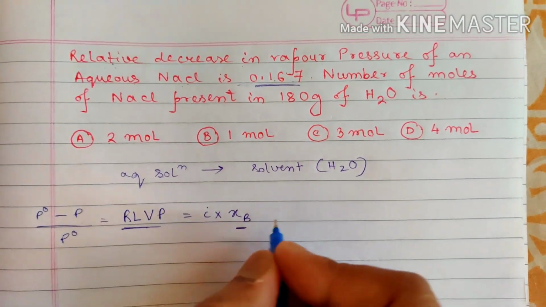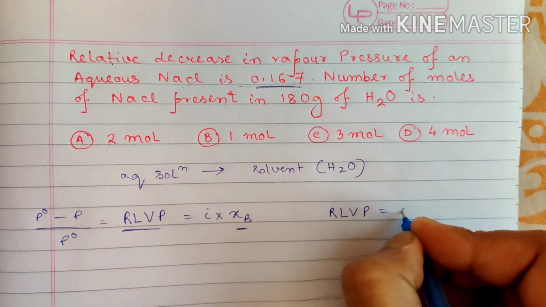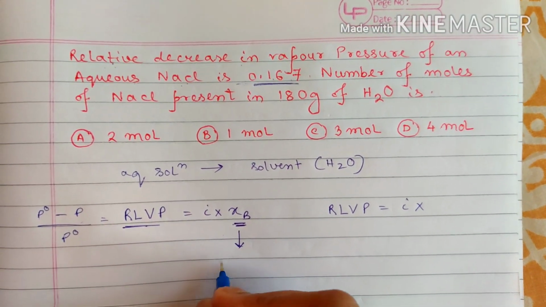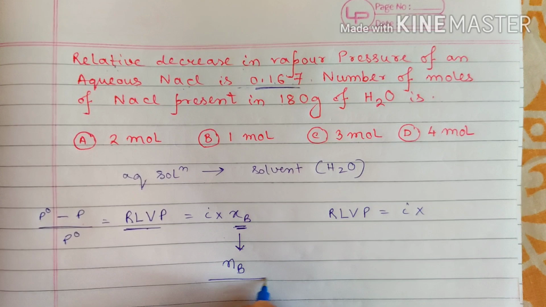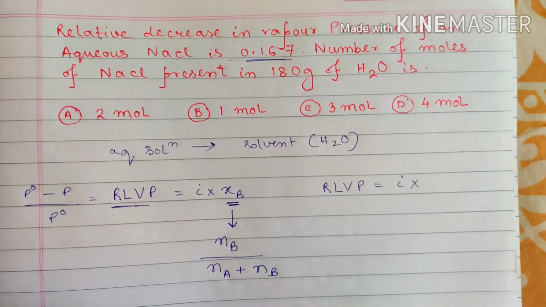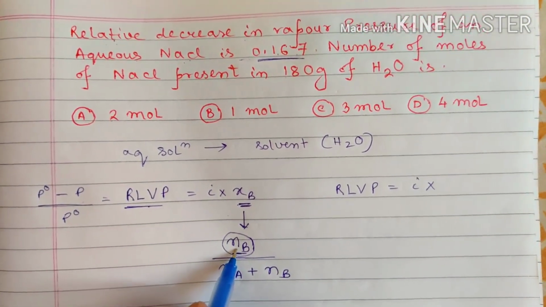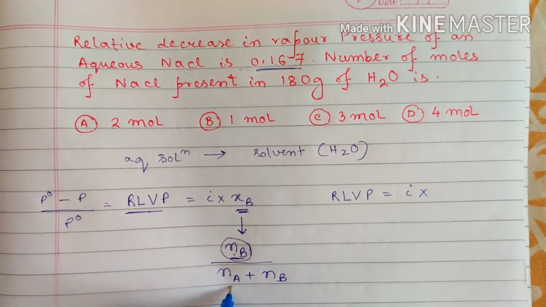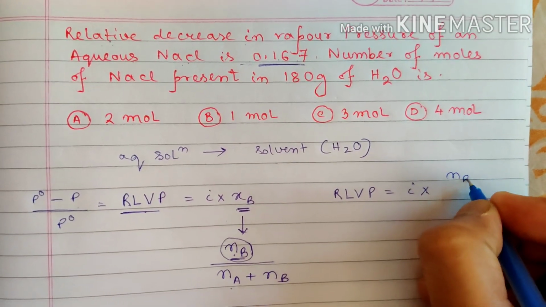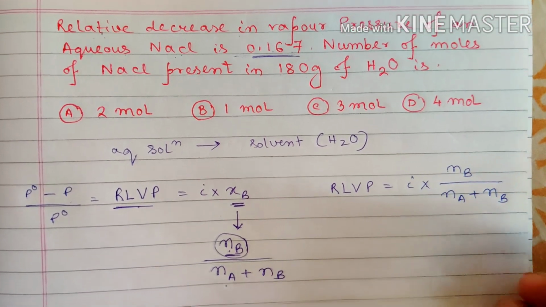So I'm just rewriting this once again. RLVP is equal to i into X_B, the mole fraction. Mole fraction means it is n_B, the number of moles of B, divided by n_A plus n_B. Let me clarify: this n_B stands for the number of moles of solute, and n_A is the number of moles of solvent, which is water in this case. So it should be n_B divided by n_A plus n_B.